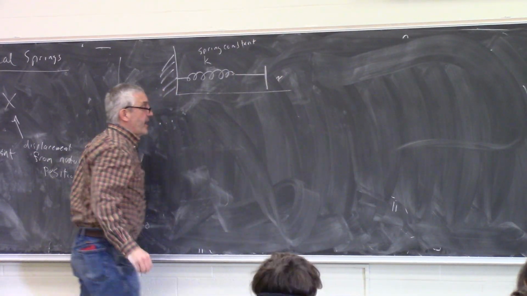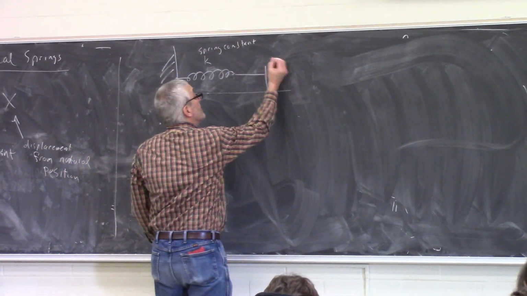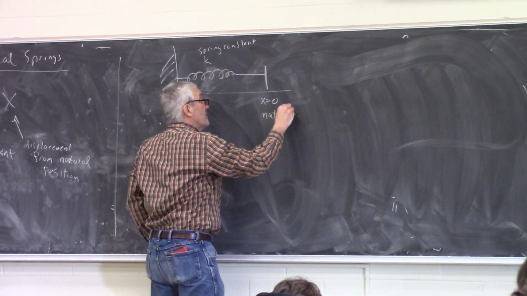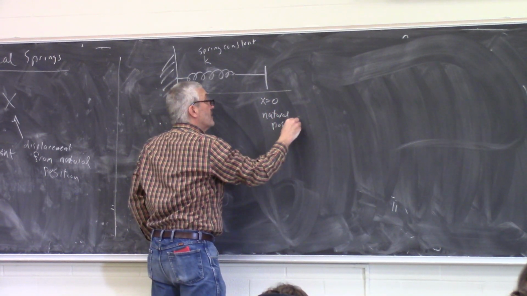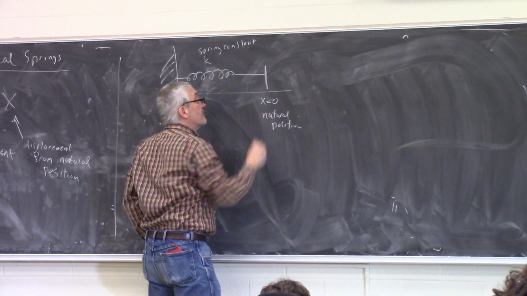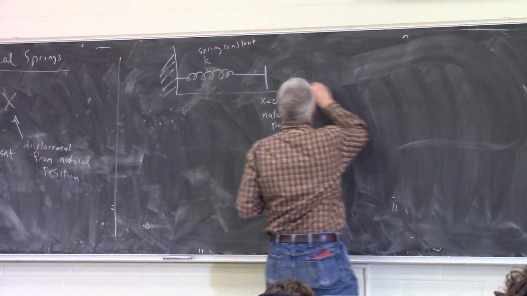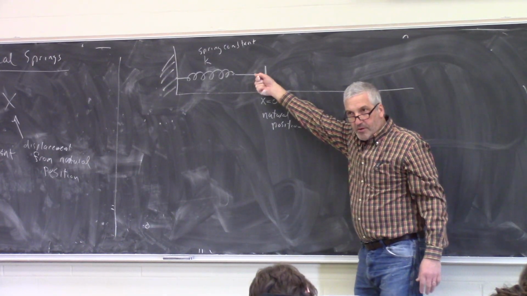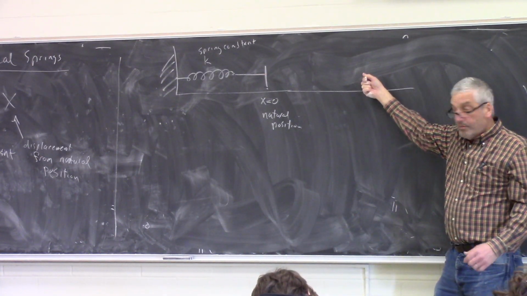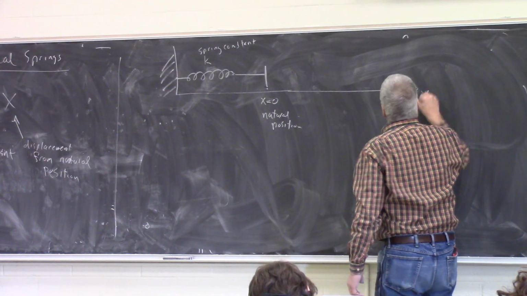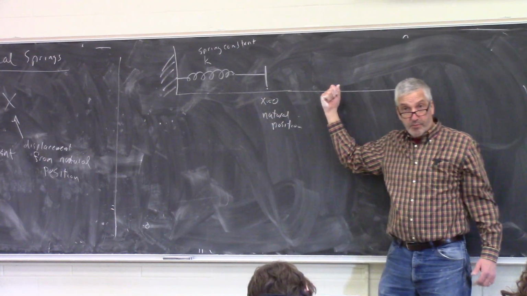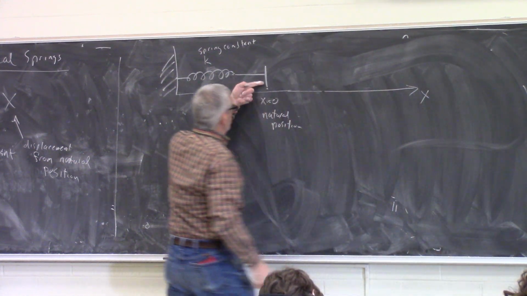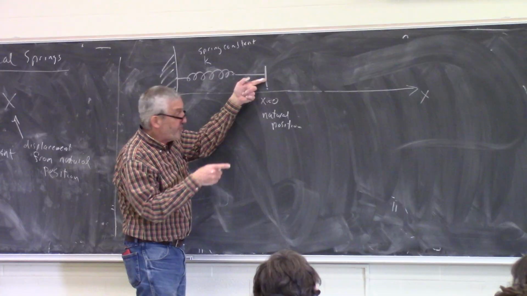Spring constant is k. So this is x equals 0. That's the natural position. Suppose I want to stretch that spring out to here. Well, I'm going to have to grab that handle and pull. So this is the x direction, and the force that I'm exerting on that spring is in that direction. I'm pulling, but that's the same as pushing on the handle in that direction.